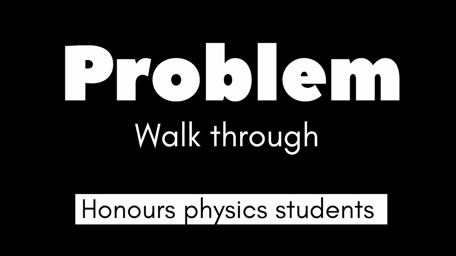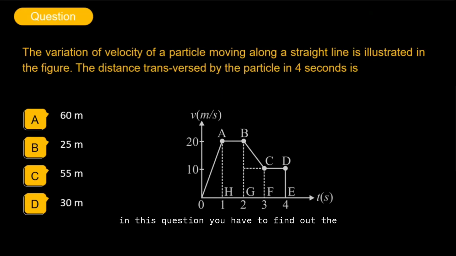Let's get started. In this question, you have to find out the distance. So in order to find out the distance from velocity time graph, you need to find out the area. So the question says, what is the distance traversed by the particle in 4 seconds? So you have to find out the area of the graph till 4 seconds.